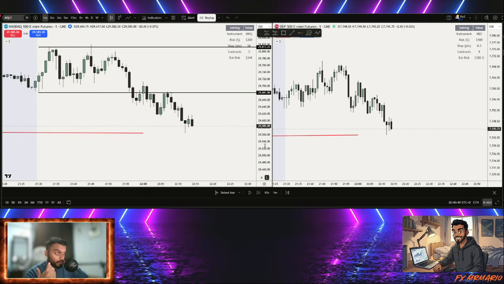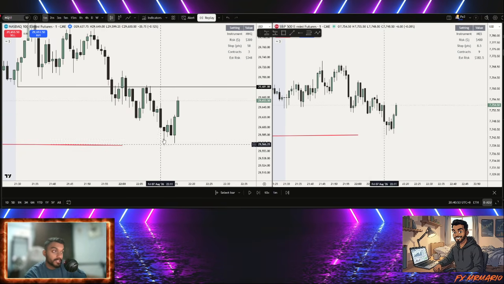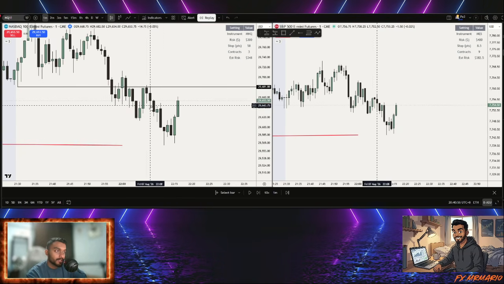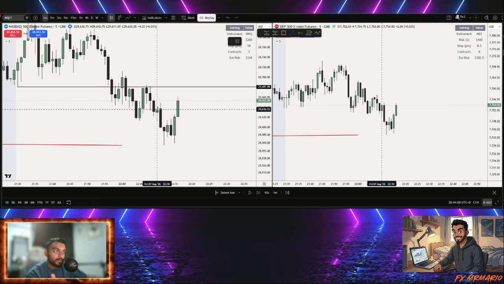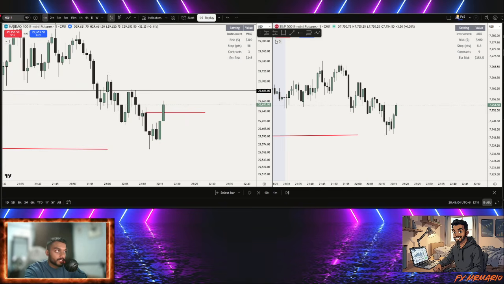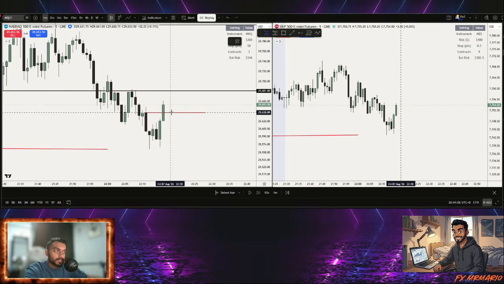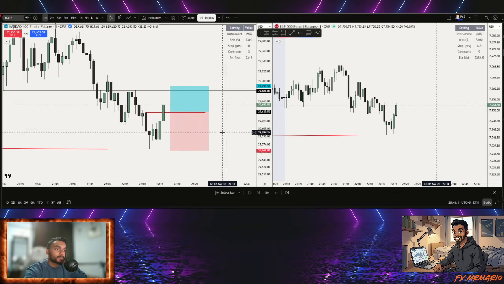So what am I going to look for? Again, as I said, CISD. Do I have a CISD? What's the last down move? This, right? This is my last swing low. This is my swing high. What's the last up move? It's this. So this up move is going to be my CISD. So when price comes back to retest this, I'll just put it a little bit above. Stops below this.